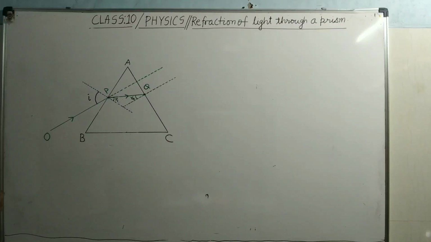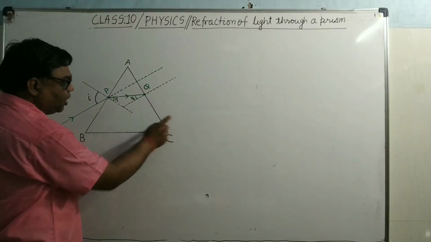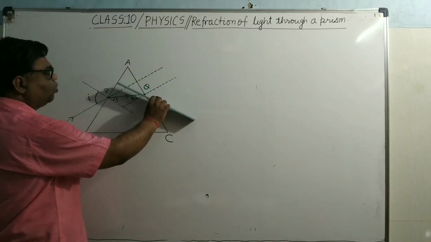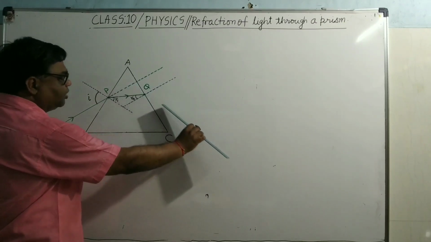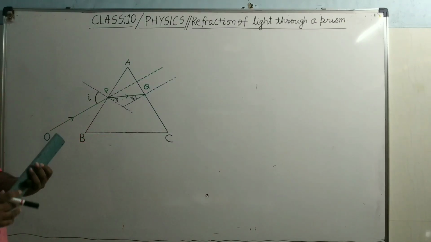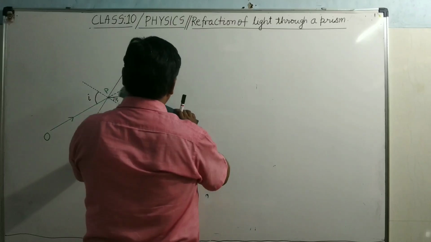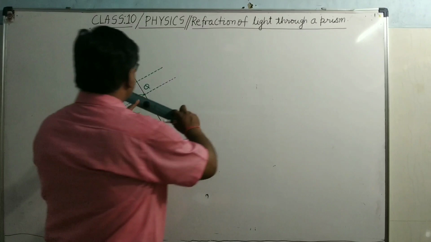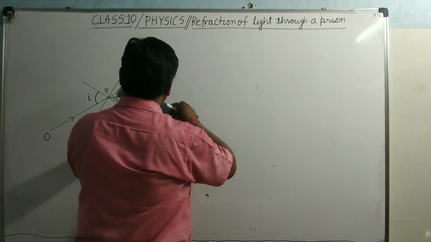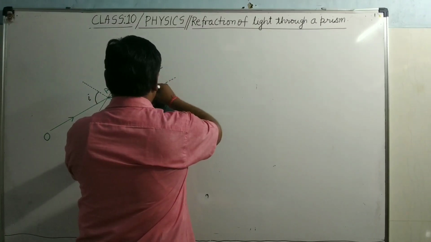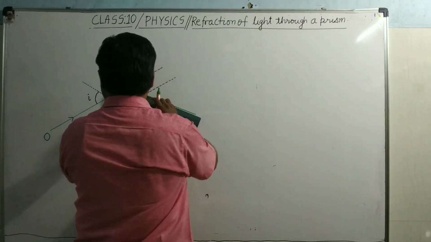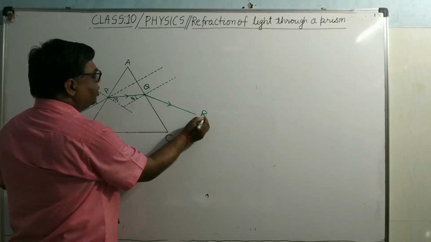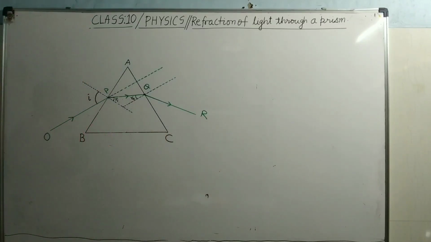Now see here, it is going from glass to air, means denser to rarer. So what will happen? It will bend away from the normal, means it will go in this direction. This means what will be the emergent ray? This will be the direction of the emergent ray. You can see here. This is the direction of the emergent ray. It's clear.